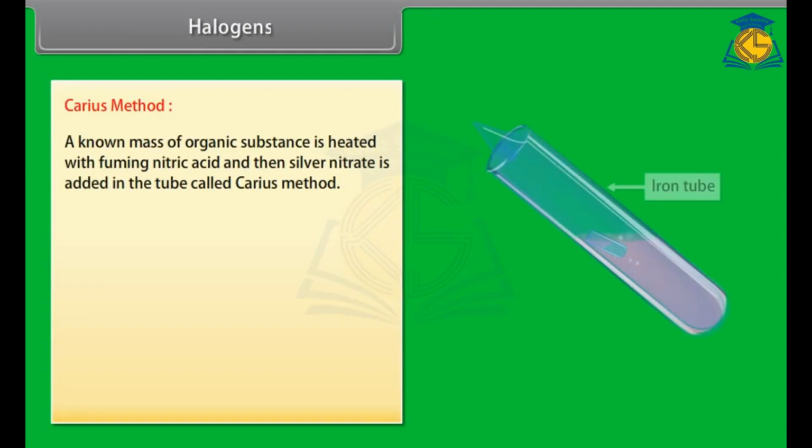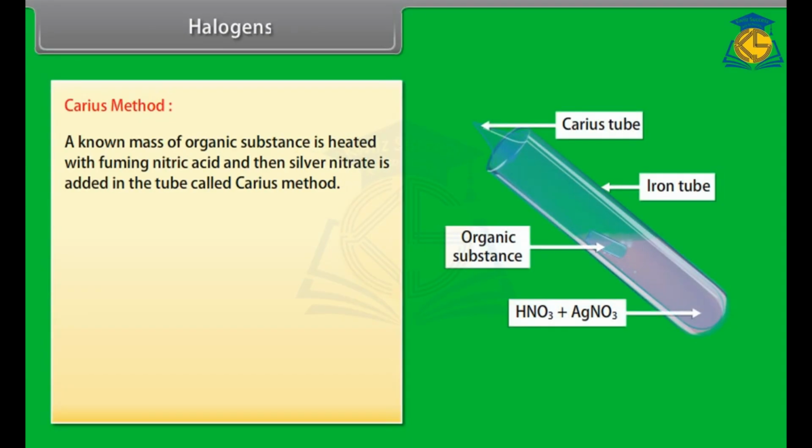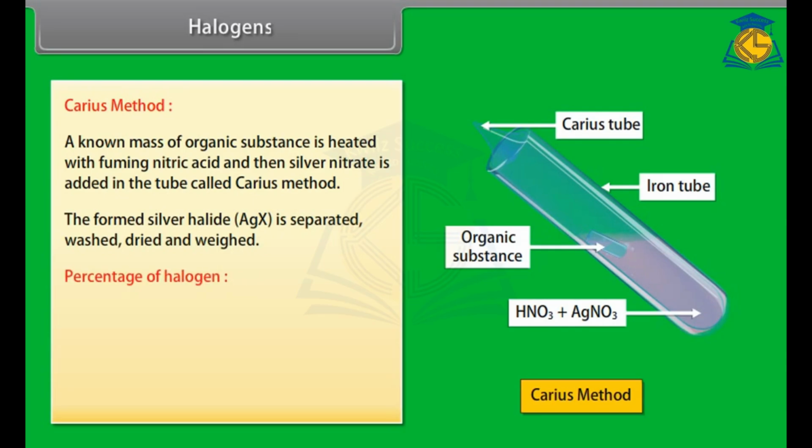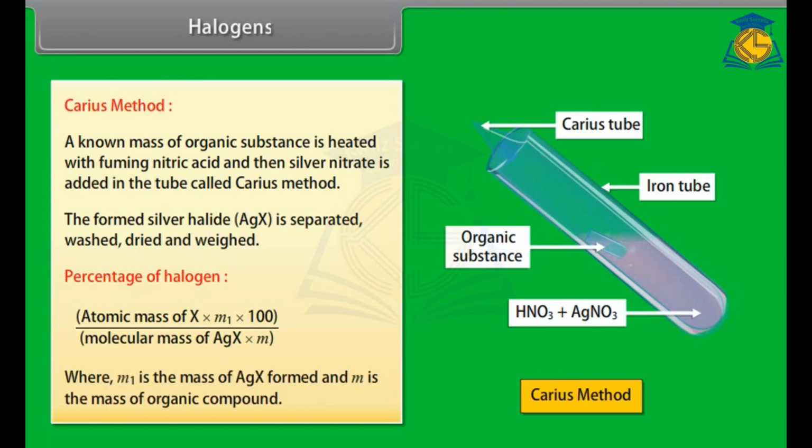Halogens. Carius method. A known mass of organic substance is heated with fuming nitric acid and then silver nitrate is added in the tube, called Carius method. The formed silver halide is separated, washed, dried and weighed. Percentage of halogen = atomic mass of X × M1 × 100 / molecular mass of AgX × M, where M1 is the mass of AgX formed and M is the mass of organic compound.